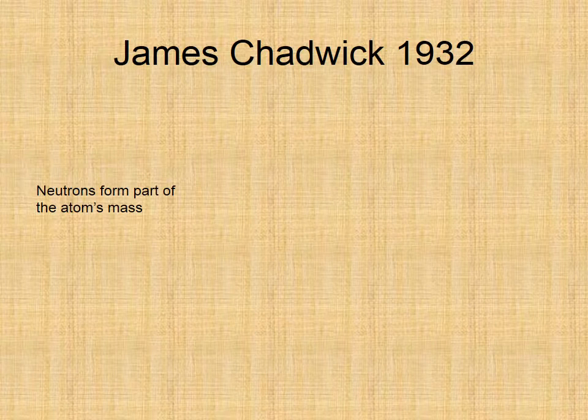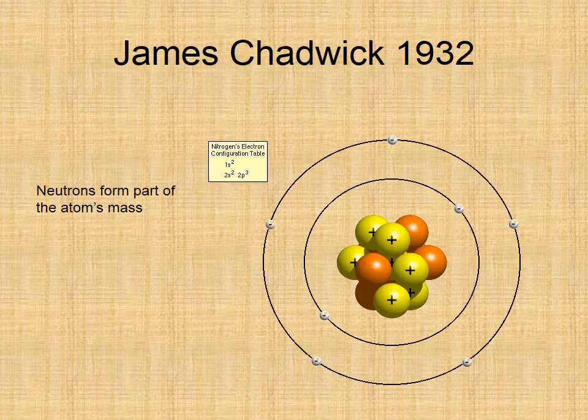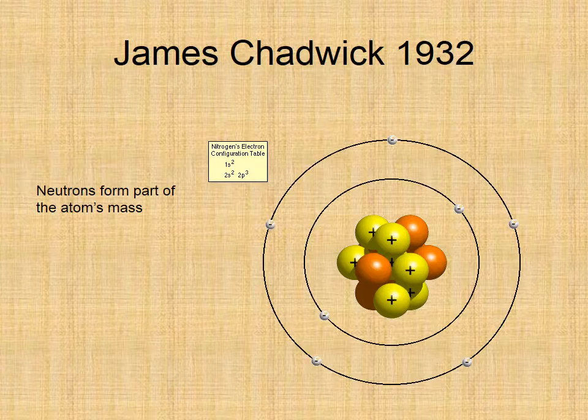Now let's just change tack for a minute and concentrate a little bit more on the nucleus. If we pack all that positive charge into the nucleus, you'd expect there to be a bit of repulsion between the positive particles. So there must be something else there to stabilise the nucleus. In 1932, Chadwick proposed the existence of neutrons, particles with no charge which also resided in the nucleus and helped contribute to the mass.